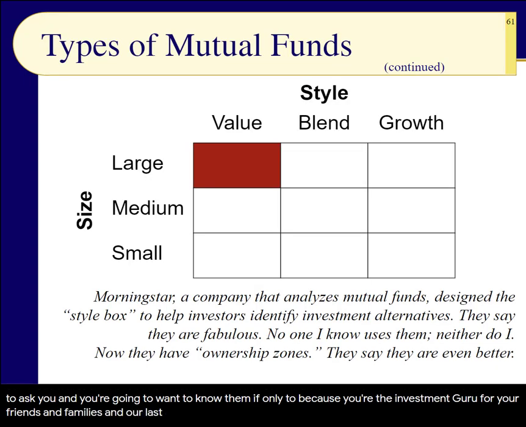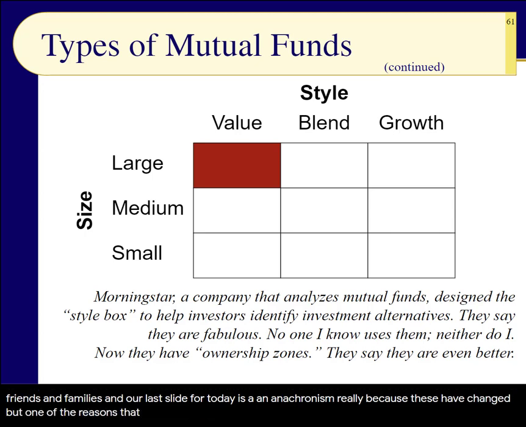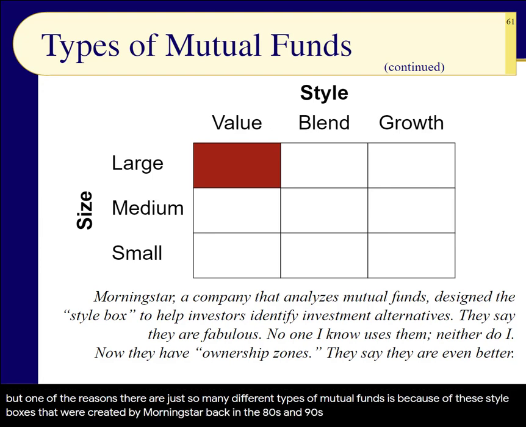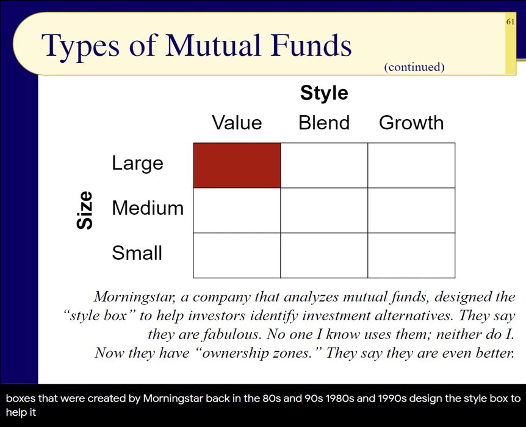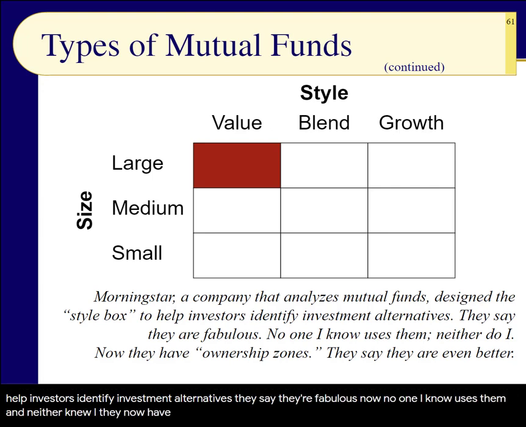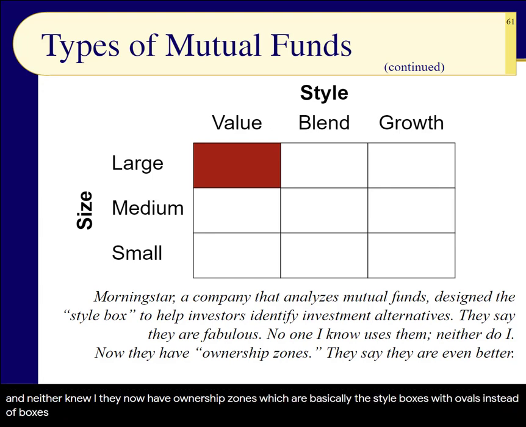And our last slide for today is an anachronism, really, because these have changed. But one of the reasons there are just so many different types of mutual funds is because of these style boxes that were created by Morningstar back in the 1980s, 1990s. And Morningstar, a company that analyzes mutual funds, designed the style box to help investors identify investment alternatives. They say they're fabulous. Now, no one I know uses them, and neither do I. They now have ownership zones, which are basically the style boxes with ovals instead of boxes. And they say they're even better.